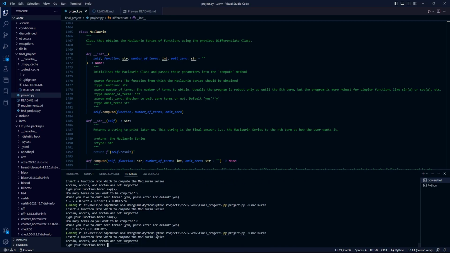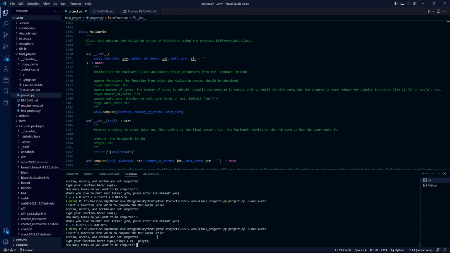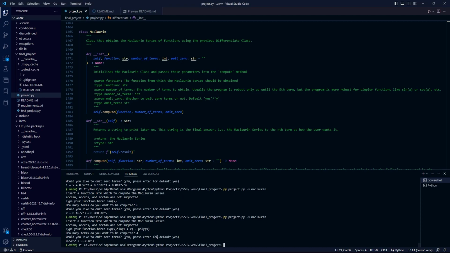Also works with multiplication and division. For example, if we were to do something simple like this, and then I say minus x, and then I want 4 terms from this, then we can get 4 terms from it, but then since we opted to omit 0 terms, we only get 2 terms here. So same as the one above.